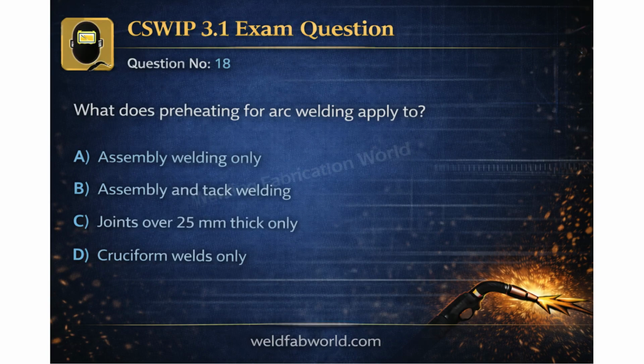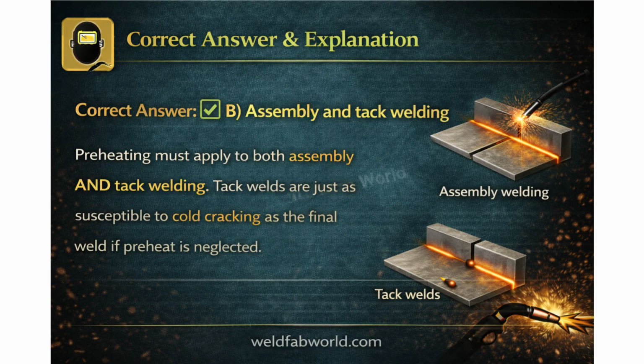Question 18. What does preheating for arc welding apply to? Options: A, assembly welding only, B, assembly and tack welding, C, joints over 25 mm thick only, D, cruciform welds only. Answer: B. Assembly and tack welding. Explanation: Preheating must apply to both assembly and tack welding. Tack welds are just as susceptible to cold cracking as the final weld if preheat is neglected.